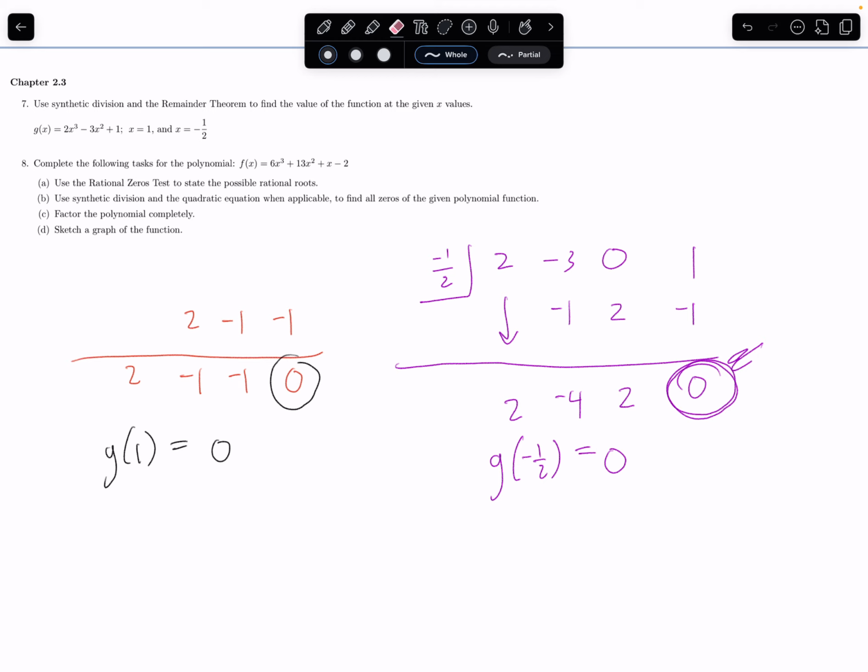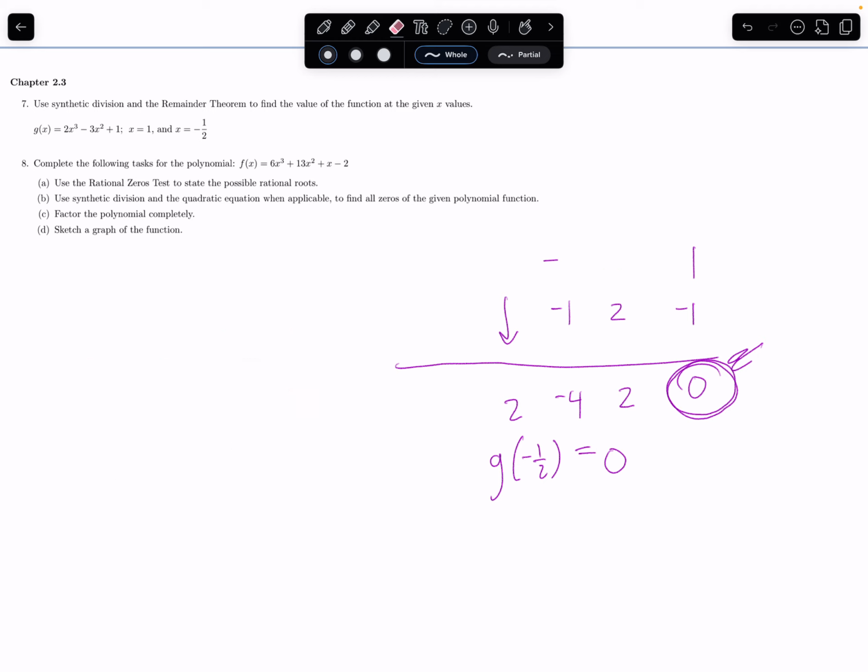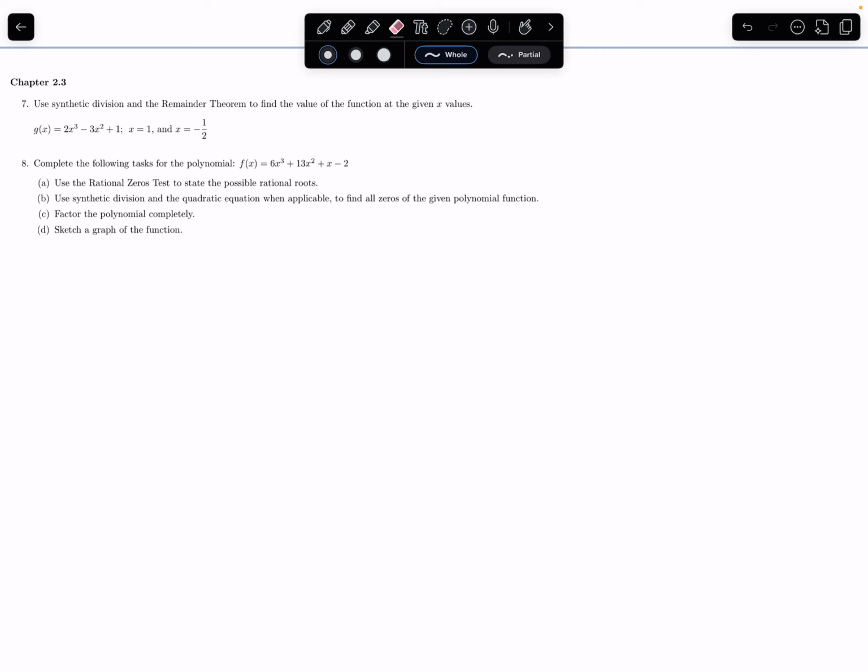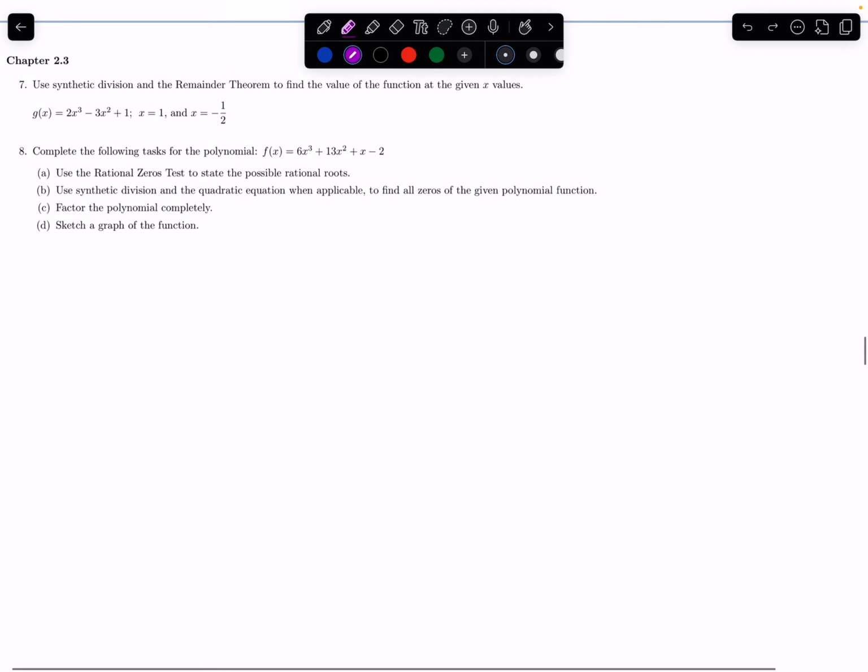Okay, now the question I really wanted to talk to you about is question number 8, and in particular step C. So once we get to step C, I'll explain what the issue was. But let's start by answering the beginning of the question. So I've got this polynomial, right? This polynomial I'm looking at. And then I want to find the possible rational roots using the rational zero test.